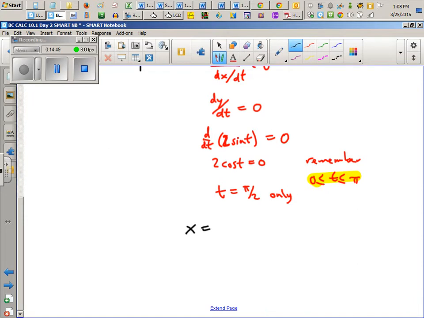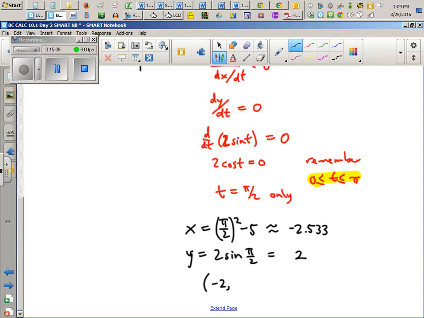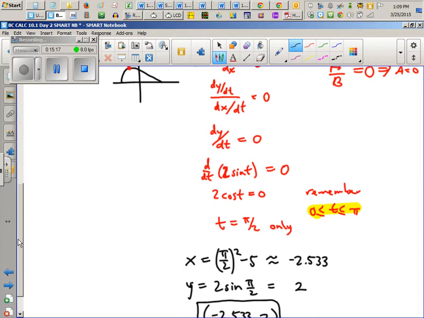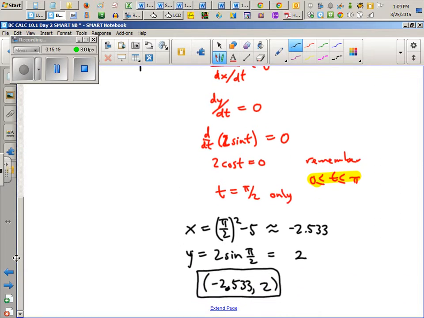So x is pi over 2 squared minus 5, which actually comes out to about negative 2.533. And then y is 2 sine pi over 2, which of course is just 2. So the coordinates are negative 2.533, comma 2, which actually fits the picture perfectly. If you look at the picture, about negative 2.5, up 2. Worked out good for us.